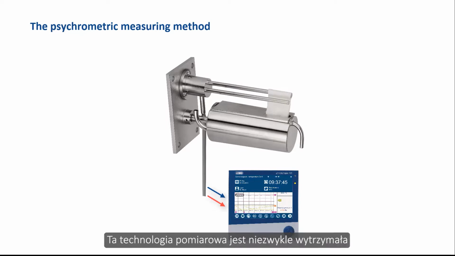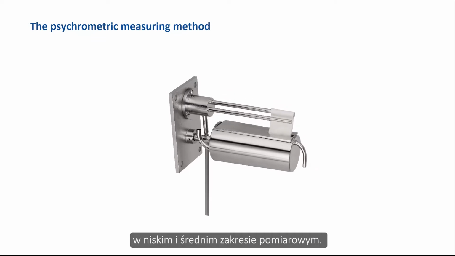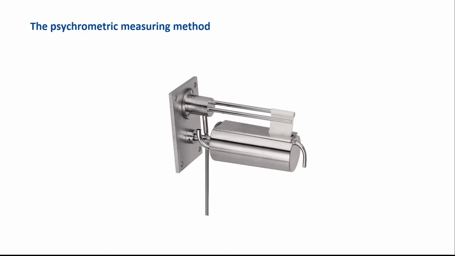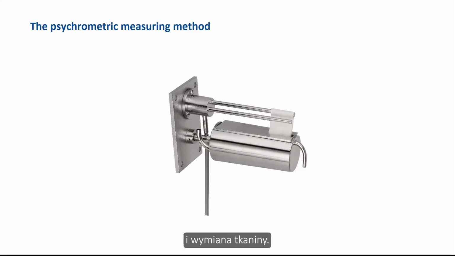The measurement technology is extremely robust and provides good measurement accuracy in the low to medium measuring range. It is inaccurate in the high humidity range, where there is hardly any cooling. Installation is relatively complex, also because a fan is often required due to the defined air inflow. The system requires maintenance, such as monitoring the water level and changing the cloth.